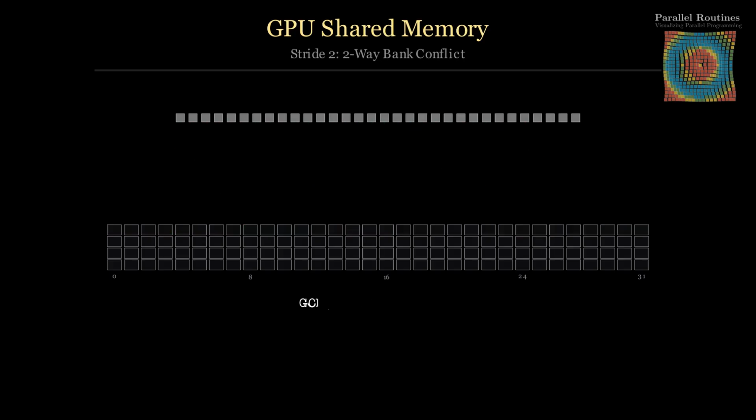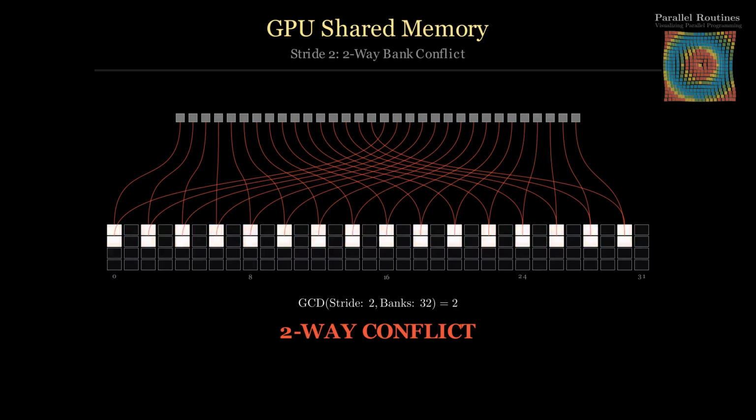With Stride 2, we encounter our first problem. Threads now skip every other location, but notice the pattern. Threads 0 and 16 both access bank 0. Threads 1 and 17 both access bank 2. The GCD of 2 and 32 is 2, creating a two-way bank conflict. The memory system must serialize these accesses, doubling the transaction time compared to our optimal case.